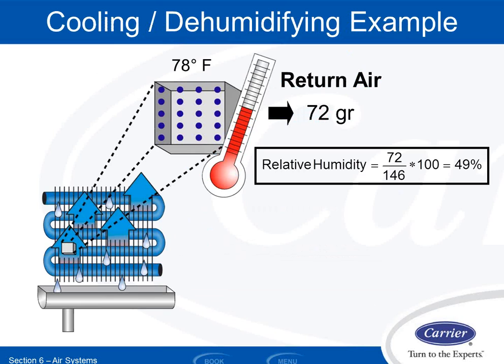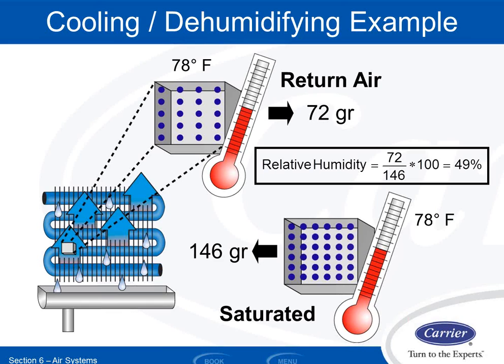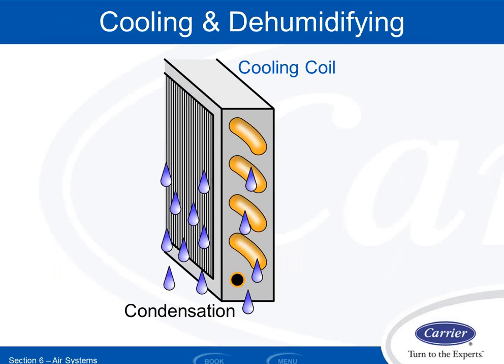So let's look at a little bit of an example here. I have a box of air entering my coil. I pulled it back from my space. It was 78 degree air with 72 grains of moisture. We talked a little bit about the psych chart last week. On the psych chart at 78 degrees, I could hold 146 grains of moisture at 100% relative humidity, but I only have 72. So 72 divided by the maximum of 146 means I have 49% relative humidity. That's the idea there.